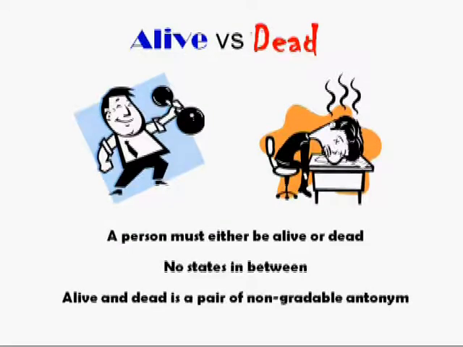Another good example is the relationship between the words alive and dead. If a person is alive, he or she is not dead. And if a person is dead, he or she is not alive. There are no states in between. In short, the person has to be either alive or dead. Therefore, we can say the words alive and dead are a pair of non-gradable antonyms.